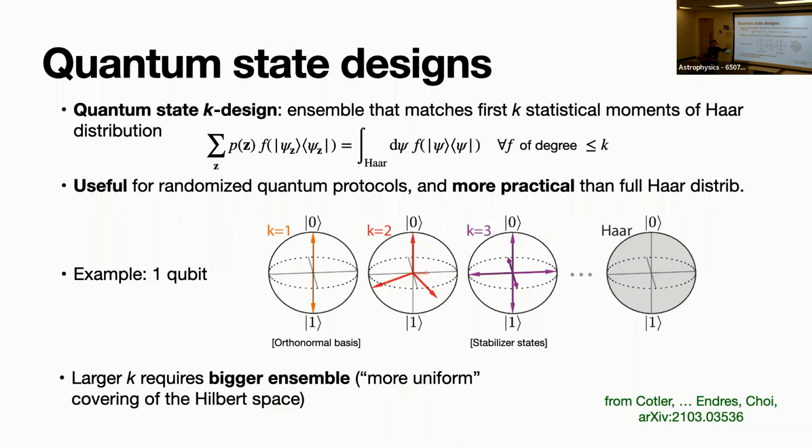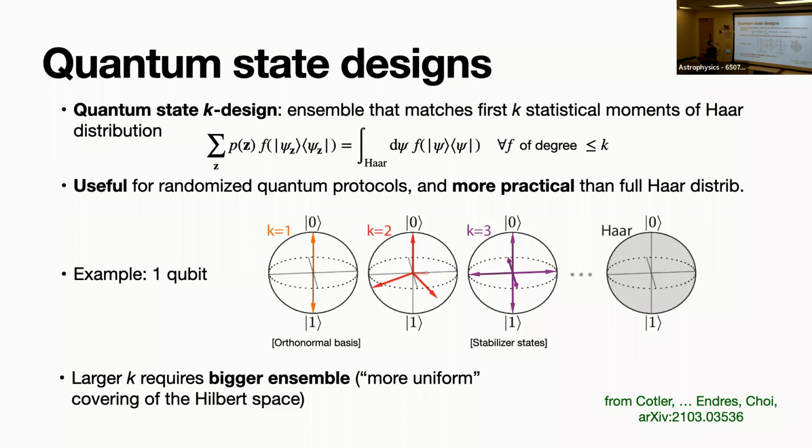And this will give you the correct mean for all your observables, but you will get all the higher moments completely wrong. So in general, any orthonormal basis on the Hilbert space is a one design, but it doesn't get any moments past the average correct. For example, the variance will be wrong.